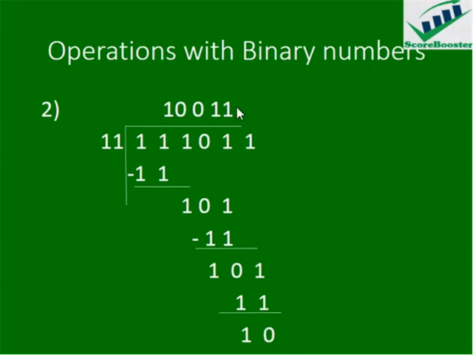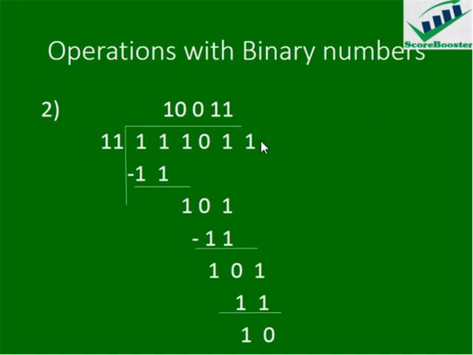This is the quotient, the value we get by dividing this with this, and this is the divisor. This is what I'm dividing it by. So 111011 base 2 divided by 11 base 2 will give 10011 base 2, remainder 10.